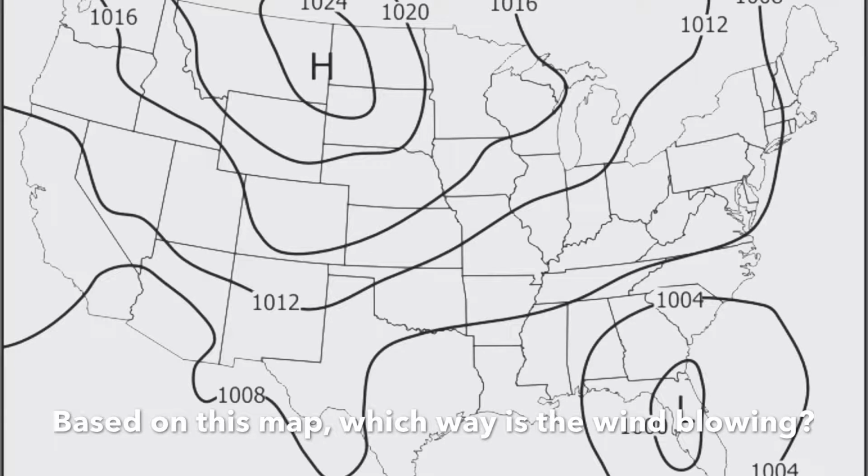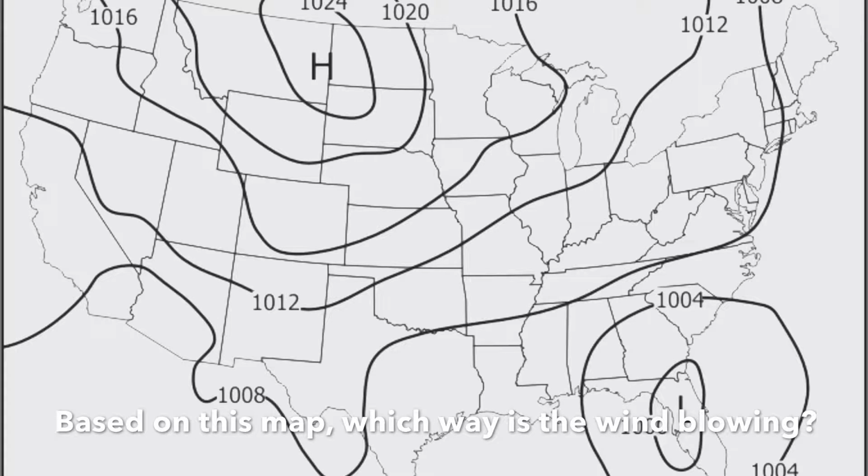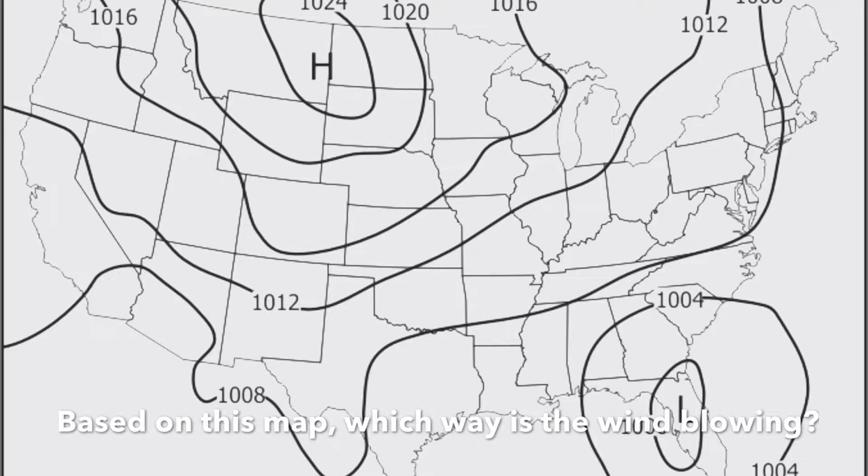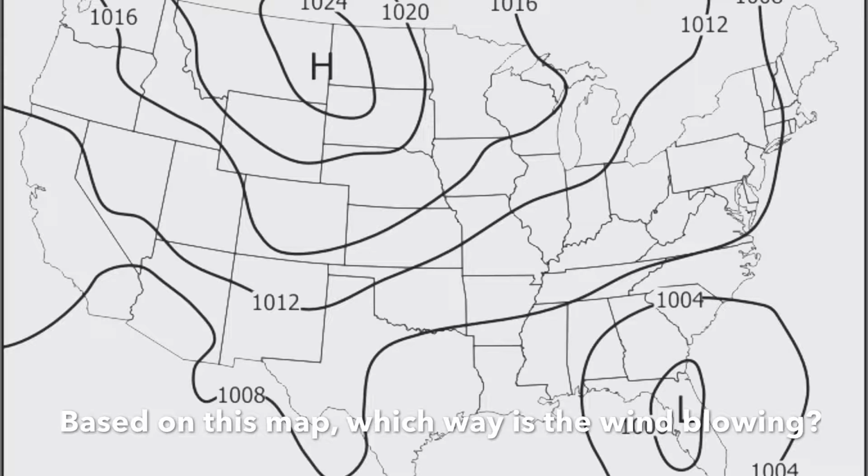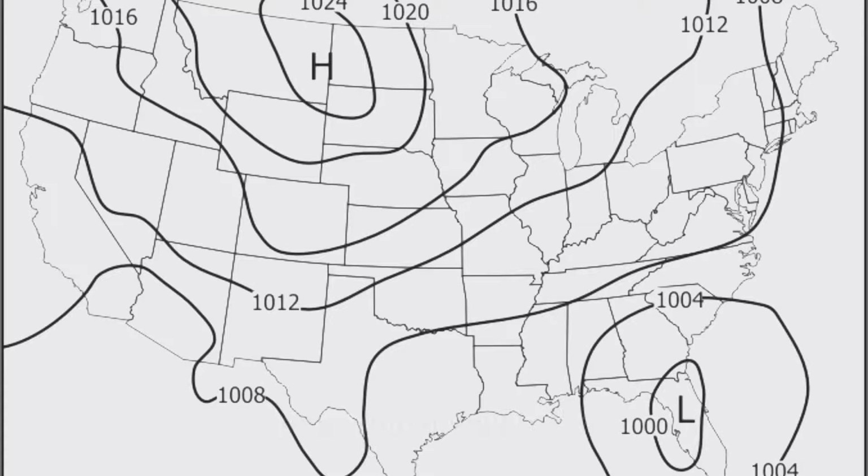On this map, we can see that the high pressure is in the north part of the United States and the low pressure is down by Florida. So we know that the wind in Florida is coming from the northwest. Based on this map, which way is the wind coming from in Nebraska?